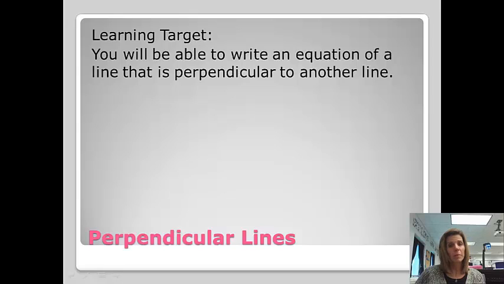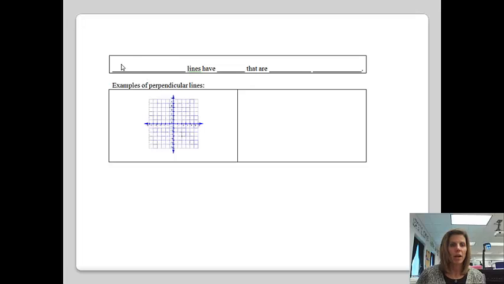Lines can be parallel, but they can also be perpendicular. At the end of this lesson, you'll be able to write an equation of a line that's perpendicular to another line. Alrighty, let's look at the definition of perpendicular lines, and then again we'll do a couple examples.